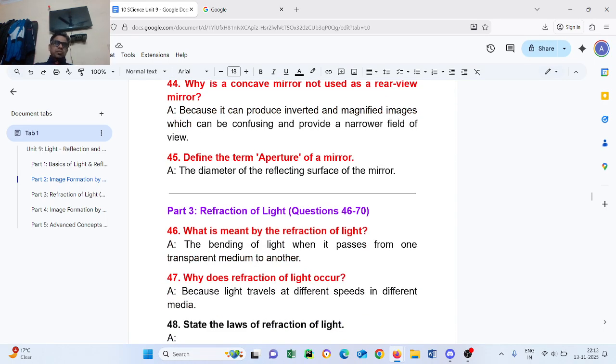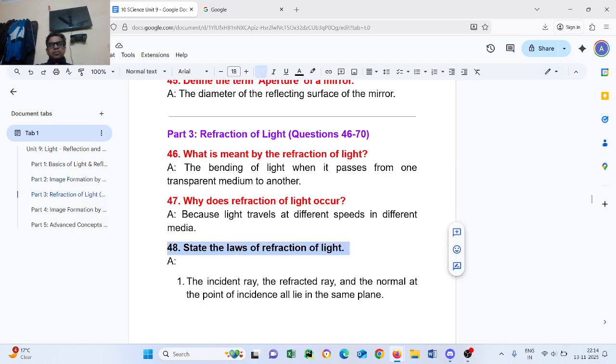Now move to part 3, refraction of light, questions 46 to 70. What is meant by refraction of light? The bending of light when it passes from one transparent medium to another is called refraction of light. Why does refraction of light occur? Because light travels at different speeds in different media.